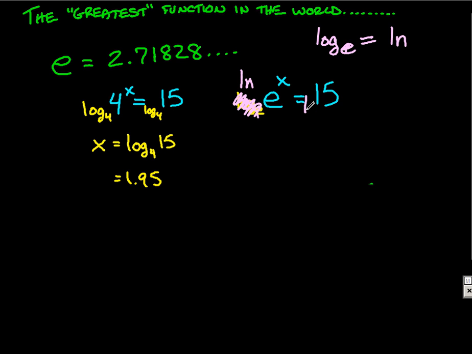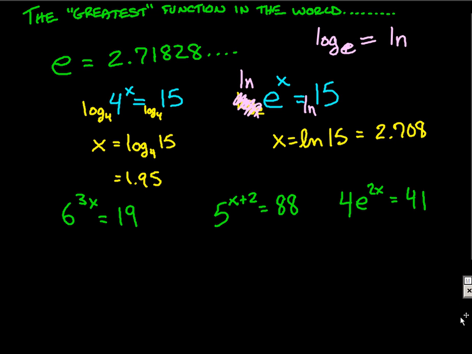So I need to take the natural log of both sides. When I do that, I'll be left with x equals the natural log of 15. And I can just type right in my calculator, natural log of 15, to get a decimal answer. It's about 2.708 as my answer. Alright, so now we know how to do these. Let's see if you can solve these problems. Go ahead, pause the video, and give it a try.